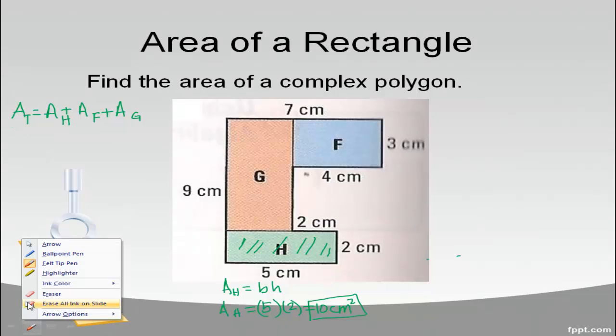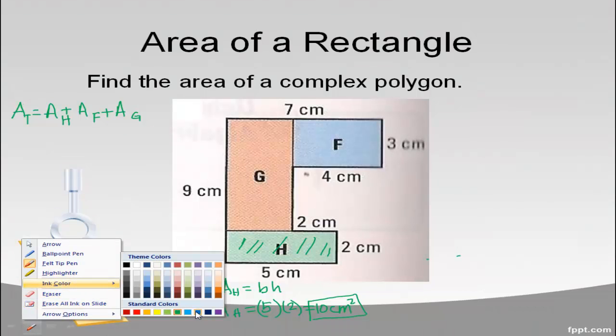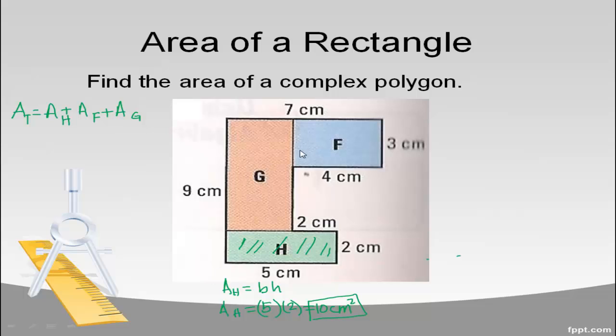I'm going to change this color because I can hardly see this in color. Let's go to blue. Now I'm going to come up here and do region F. Okay, so area of region F. I need to know the base. I know it. It's 4. I need to know the height. I also know it. It's a 3. So base times height, which is 4 times 3, which is 12 square centimeters. Done. Now let's go to area in the region G. Let's do G in red.